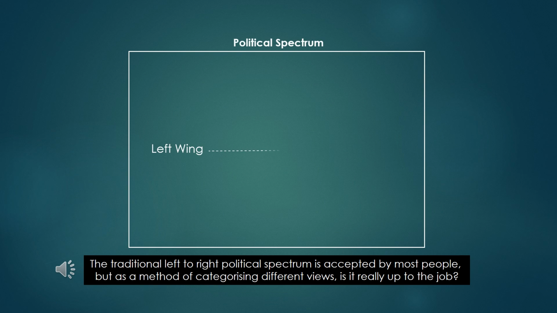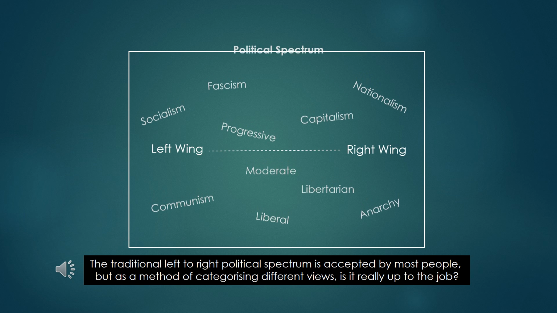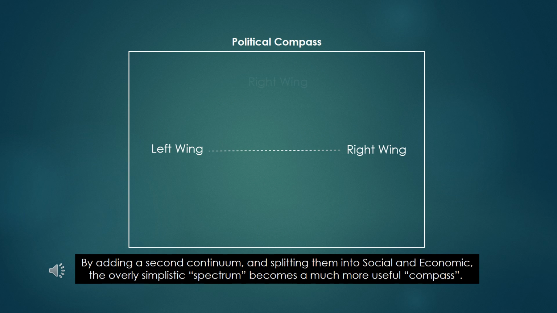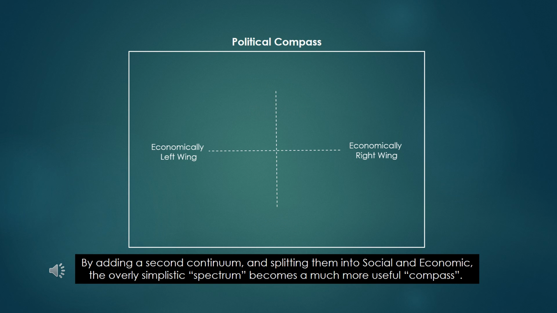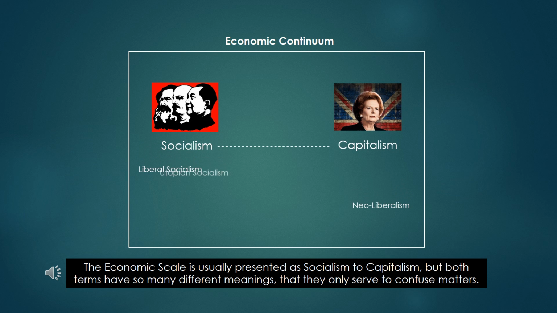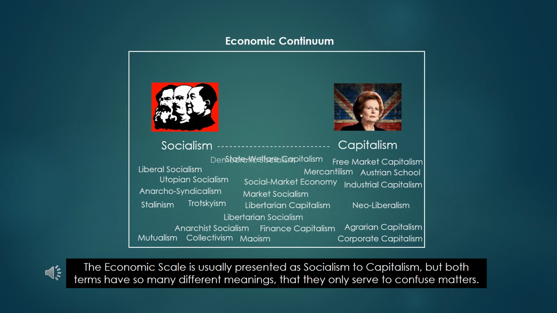The traditional left-to-right political spectrum is accepted by most people. But as a method of categorizing different views, is it really up to the job? By adding a second continuum, and splitting them into social and economic, the overly simplistic spectrum becomes a much more useful compass. The economic scale is usually presented as socialism to capitalism, but both terms have so many different meanings that they only serve to confuse matters.